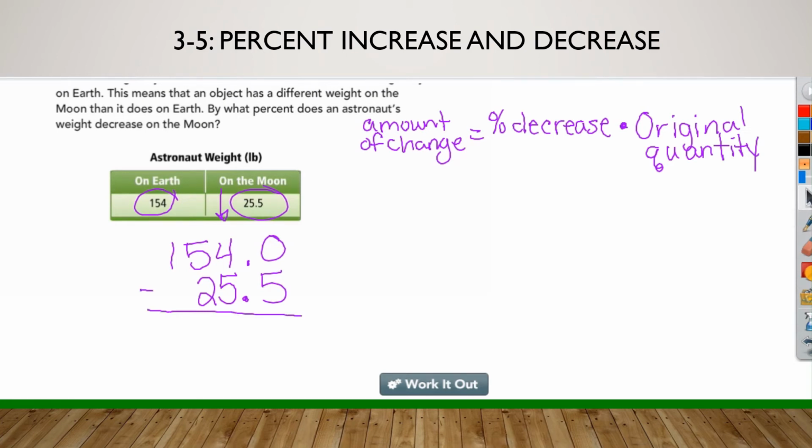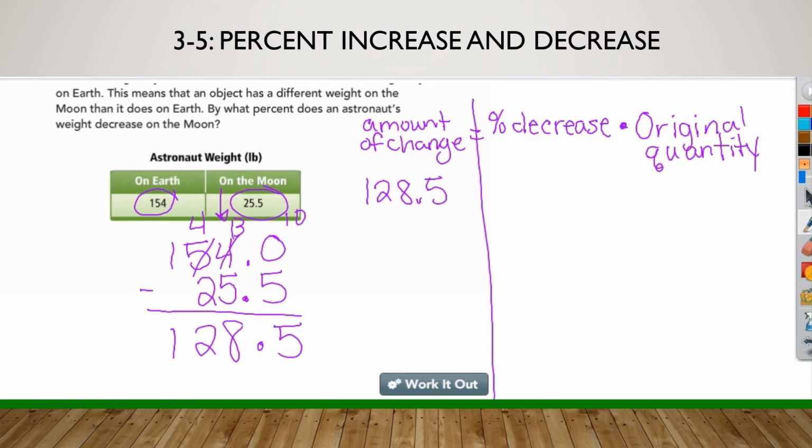Remember, with the amount of change, you are subtracting. So I lined up my decimal points. Now I have to go ahead and subtract. Make sure you regroup. 10 minus 5 is 5. 13 minus 5 is 8. 4 minus 2 is 2. And then you add your 1. So the amount of change is 128 and 5/10.